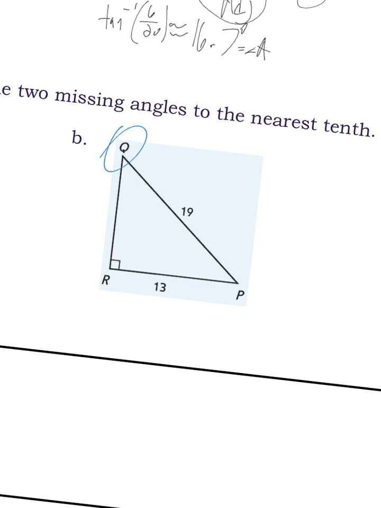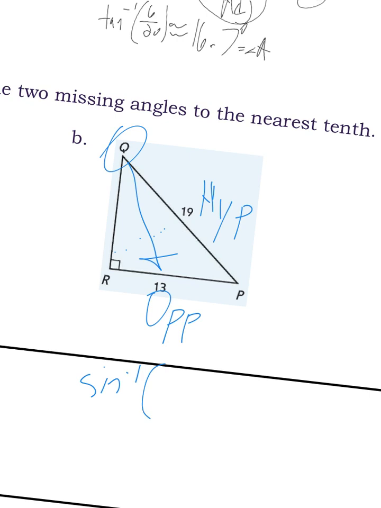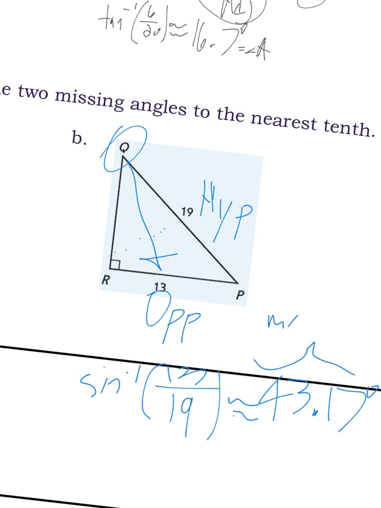So to find angle Q, I have 13 that's opposite of it, and I have 19 that's opposite of the right angle, so it's the hypotenuse. So that means I do inverse sine. I'm going to do inverse sine of opposite 13 over hypotenuse 19, and that'll give me about 43.17 degrees. So this was the measure of angle Q.